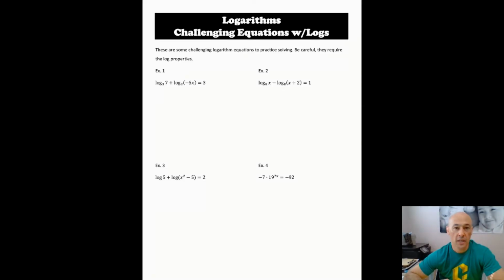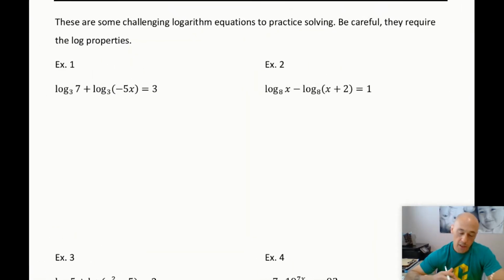Logarithms, challenging equations with logs. These are some challenging logarithm equations to practice solving. Be careful, they require the log properties. I would suggest that you pause the video right here, try example 1, come back and see how I did it, then go on from there.